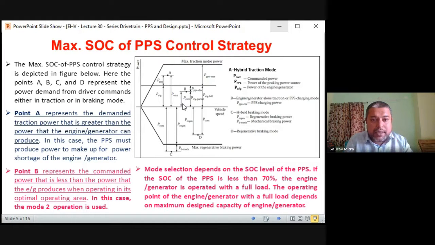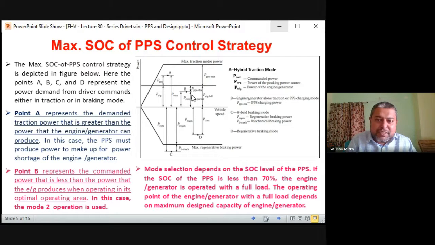Okay. So here, this much is the commanded power, PCOM, and from here to here, this horizontal line, this is actually the PEG power. So this much power the engine generator can produce. And this commanded power is less than the engine generator power.